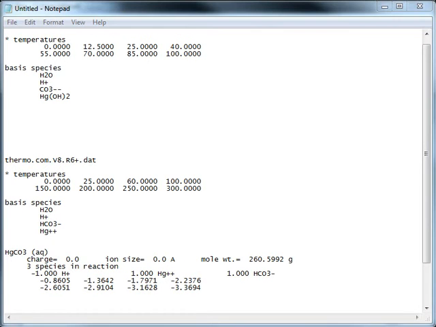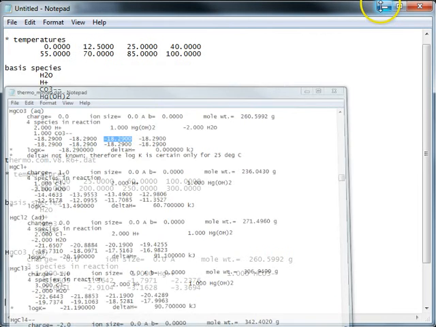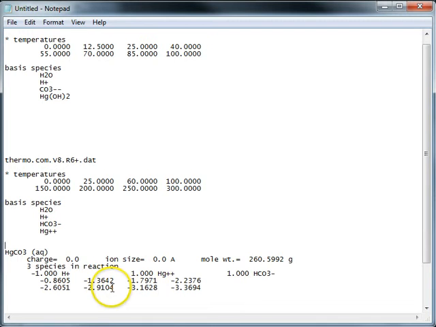And there's one more thing to note. Our source data says delta H is not known, so the equilibrium constant is only known at 25 degrees. That's this entry right here. That's the only good data point. So what we need to do is take this value for 25 degrees, and that's our only good value. Everything else we'll set to 500.0000. The 500 means that the equilibrium constant is unknown at that temperature.